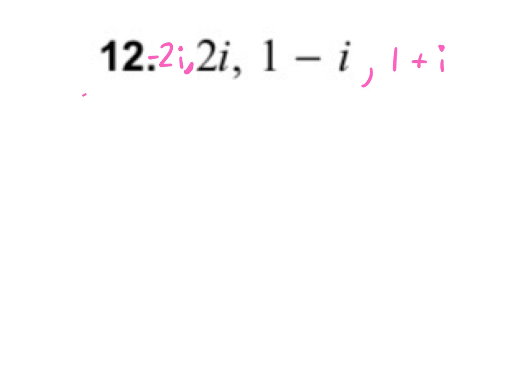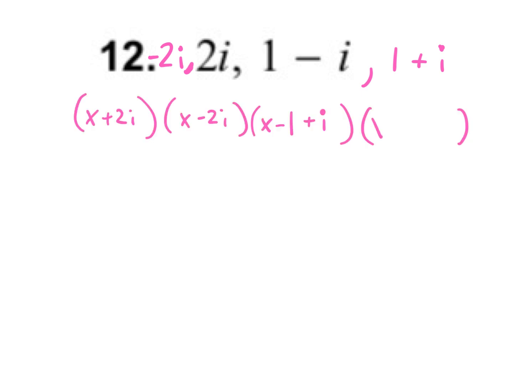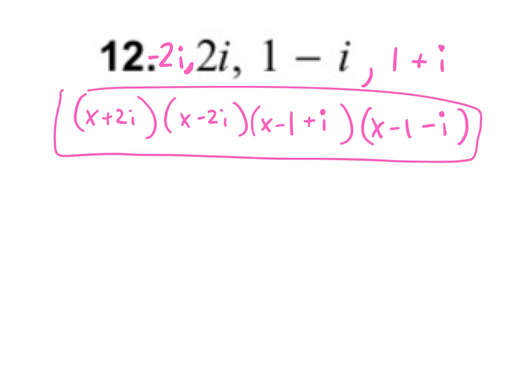Let's put it in factored form. So what would the first one be? X plus 2i, then x minus 2i, then x minus 1 plus i, because we flipped both the signs, and then the other one, x minus 1 minus i. Don't forget the x's. That's a common mistake that people will make, is when they see that they have two terms, they somehow just forget that they need an x. You always need an x in each factored part.